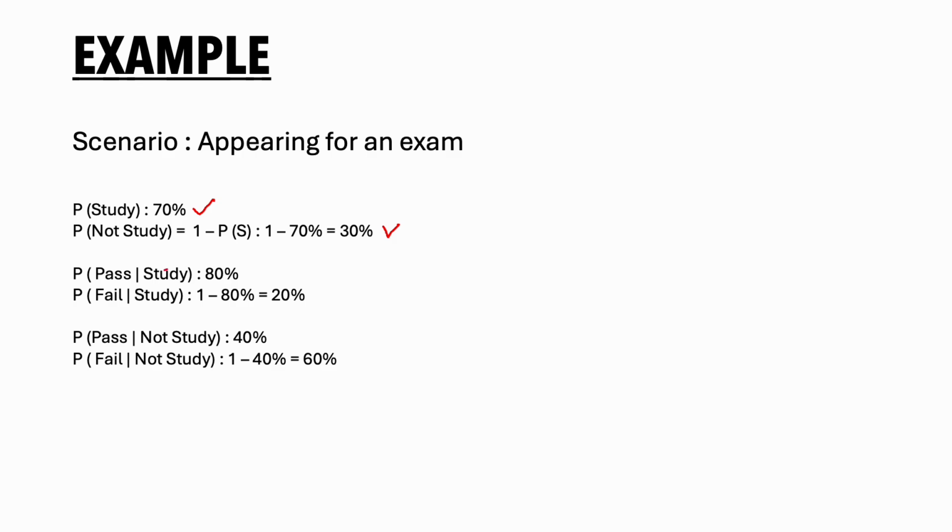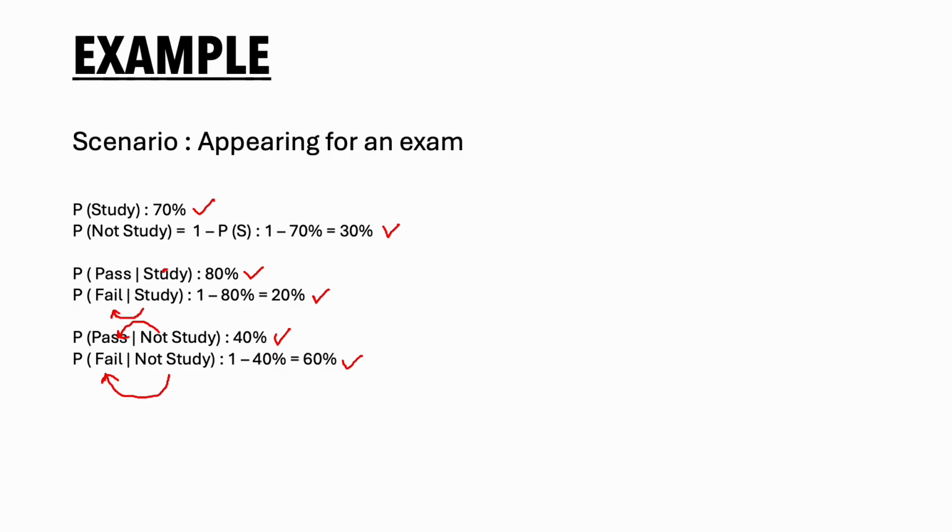Now, if you study, what is the probability that you will pass? Let's say 80%. Now, if you study, what is the probability that you will fail? 20%, which is 1 minus 80%. Now, if you do not study, what is the probability that you will pass? Let's say 40%. And what is the probability that you will fail if you do not study? It is 60%.